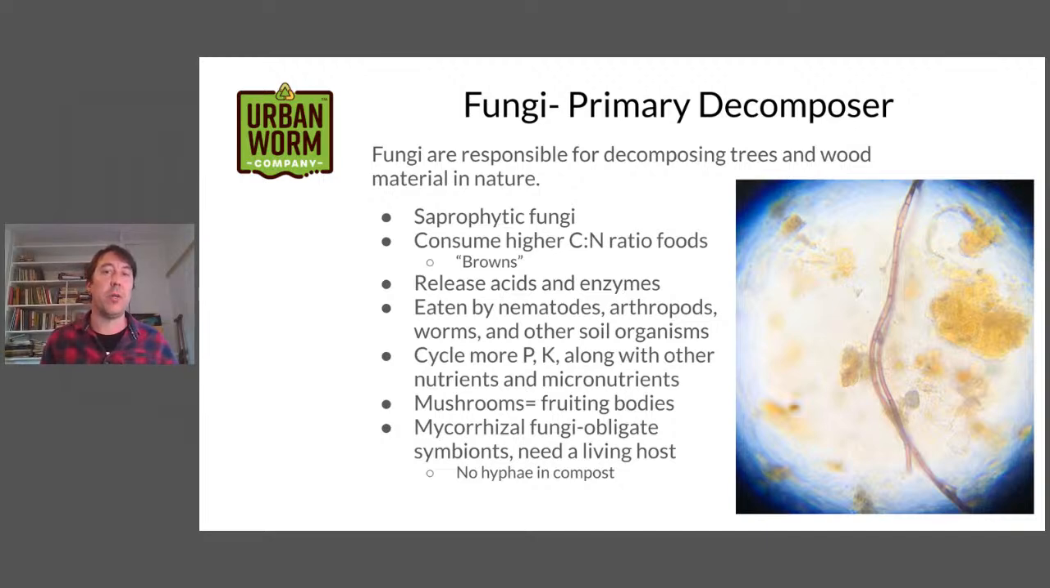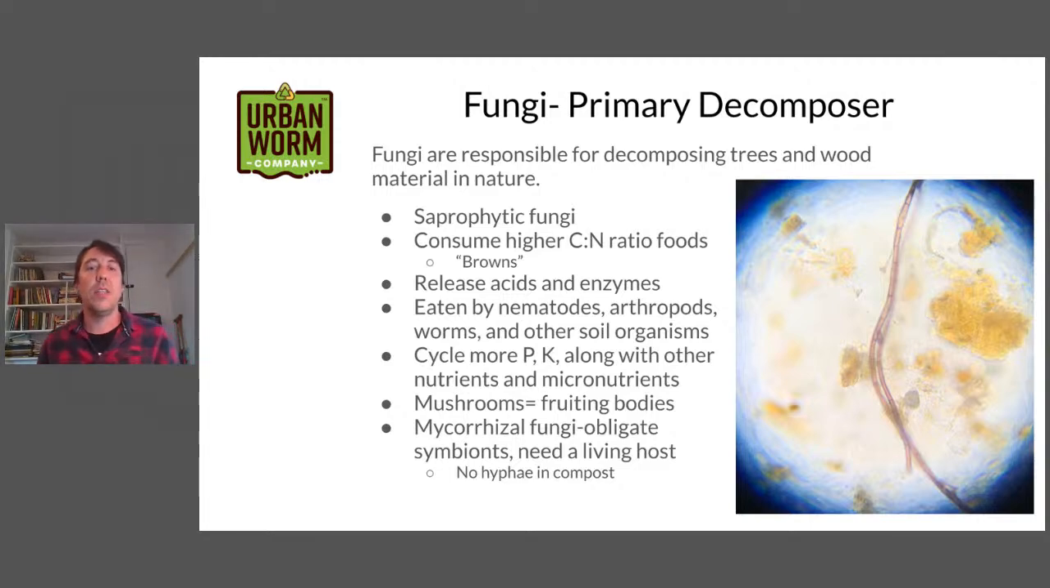So fungi are responsible for decomposing trees and woody material in nature. The main things that are going to be breaking down dead and decaying matter are saprophytic fungi. So in our worm bins and in compost, we are going to have what's called saprophytic fungi. There's also mycorrhizal fungi, and I'm going to mention that in a second, but I want to make sure that people understand that in soils, there's saprophytic fungi, there are mycorrhizal fungi, and there are pathogenic fungi. We're hoping to not really have much pathogenic fungi. We're going to have a lot more of the beneficial saprophytic and mycorrhizal fungi. But in our compost bins, we're going to be pretty much dealing with saprophytic fungi, and I'll explain more in a second.